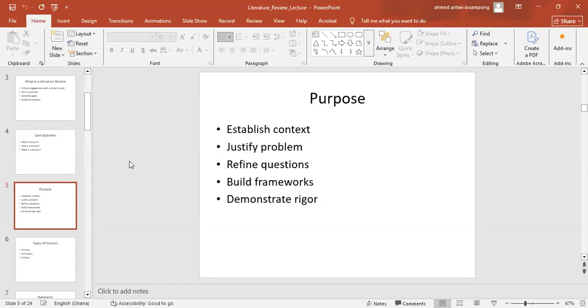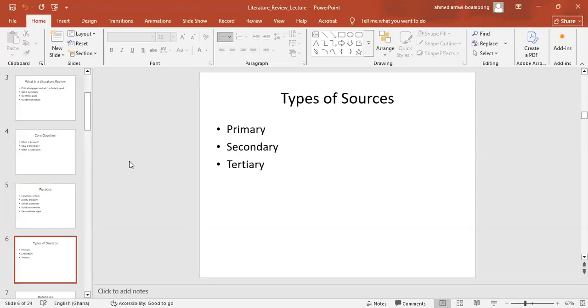Okay. Right. But what sources, or what type of sources, are available for your literature review? Where do we get them from? All right. We classify these sources into what? The primary sources, secondary sources, and tertiary sources. What do we mean?